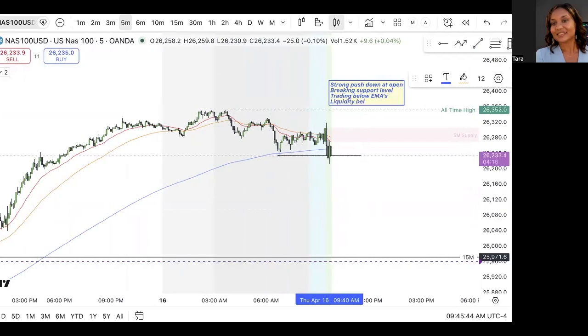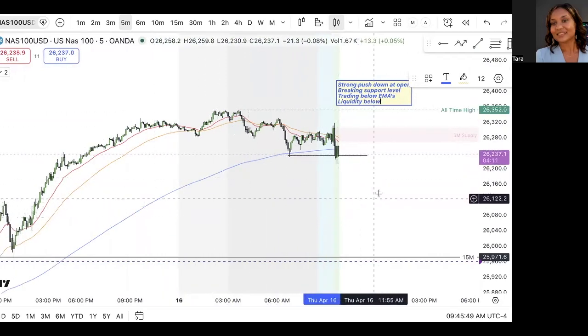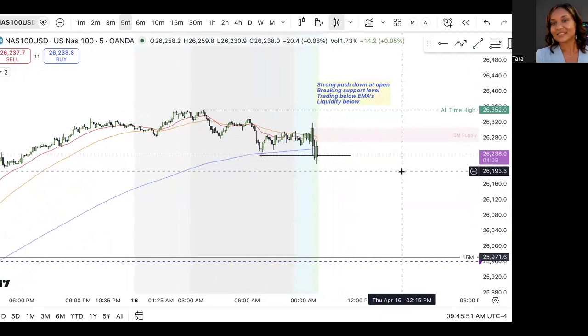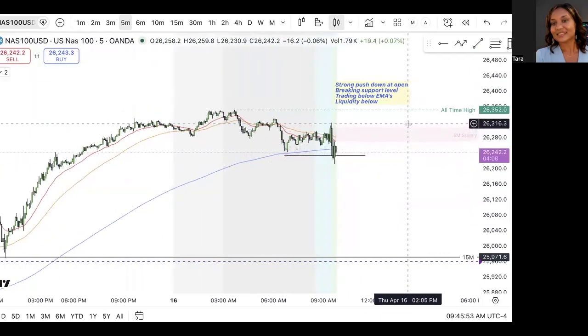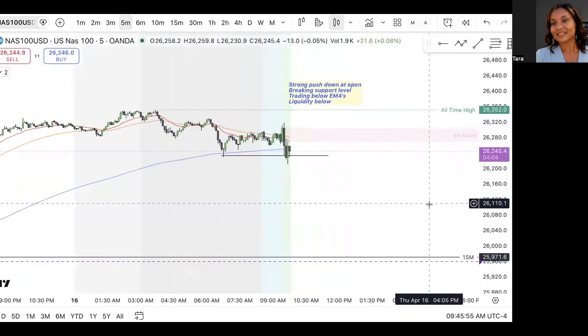And we also know that there is some liquidity below. When we zoomed out earlier, we saw that there were lots of opportunities for price to capture liquidity. All right, so those are all reasons that we think price is going to continue downward.